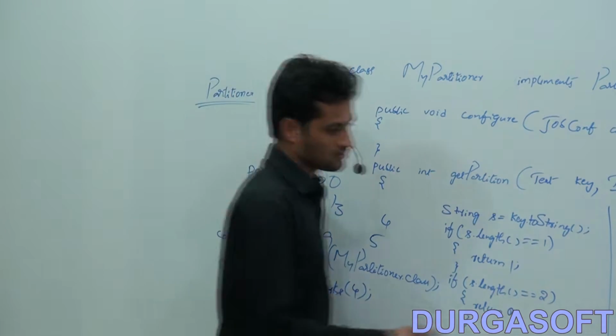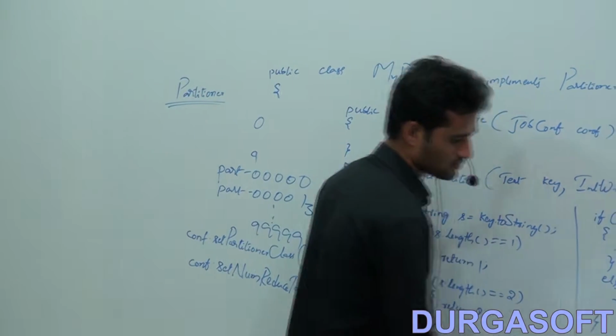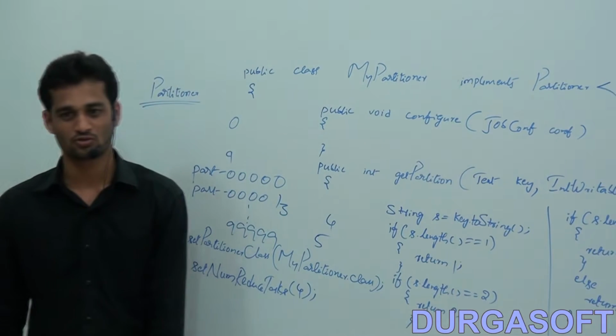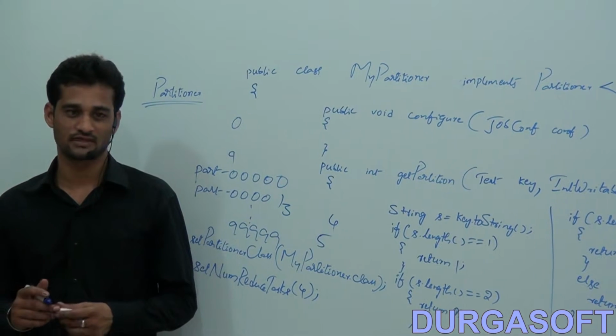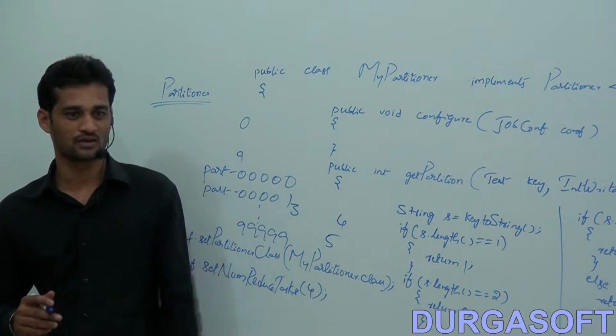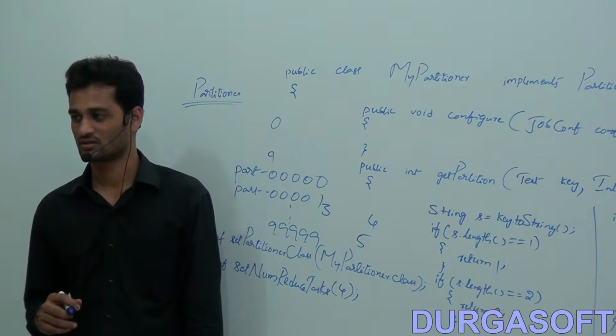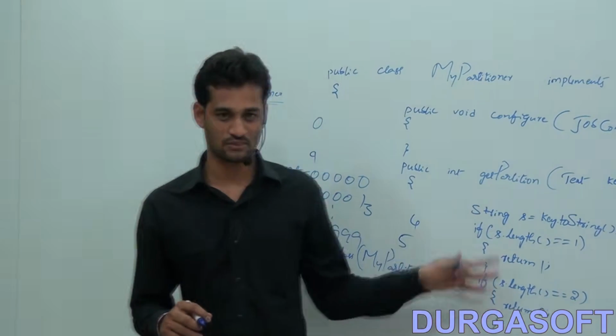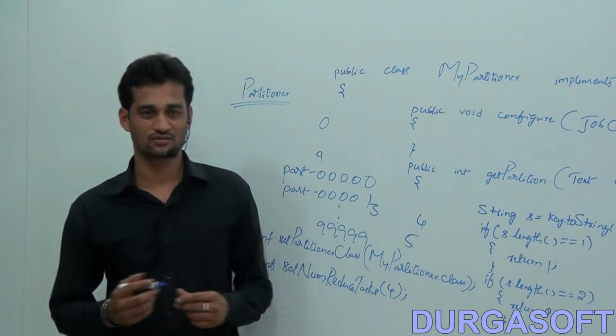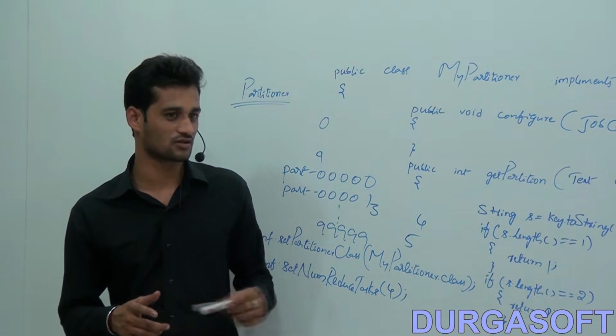Suppose I am giving 7 here. So how many reducers do I have to work with at minimum? 8. Very good. I have to work with a minimum of 8 reducers. Got it? So this is what the partitioner class is. Now we will start executing that program. We will see how this output will be given.